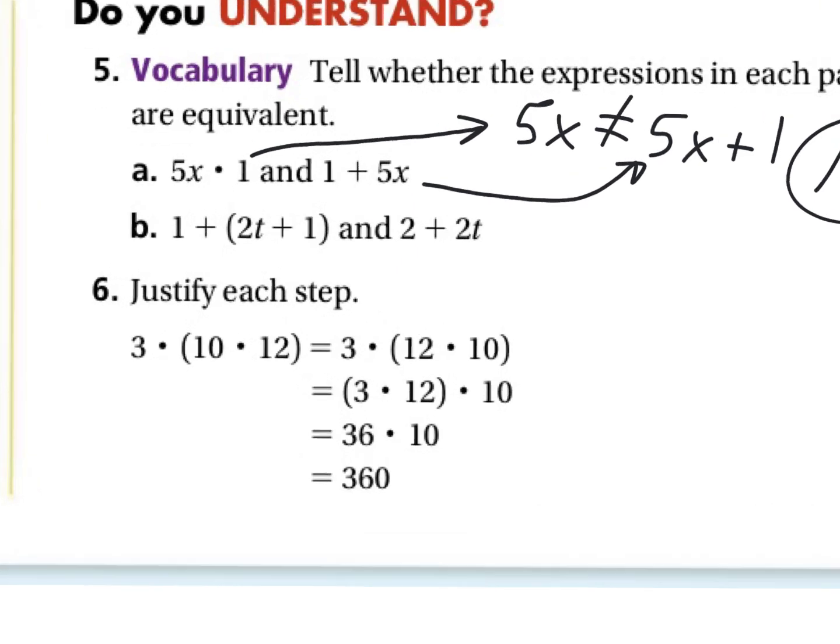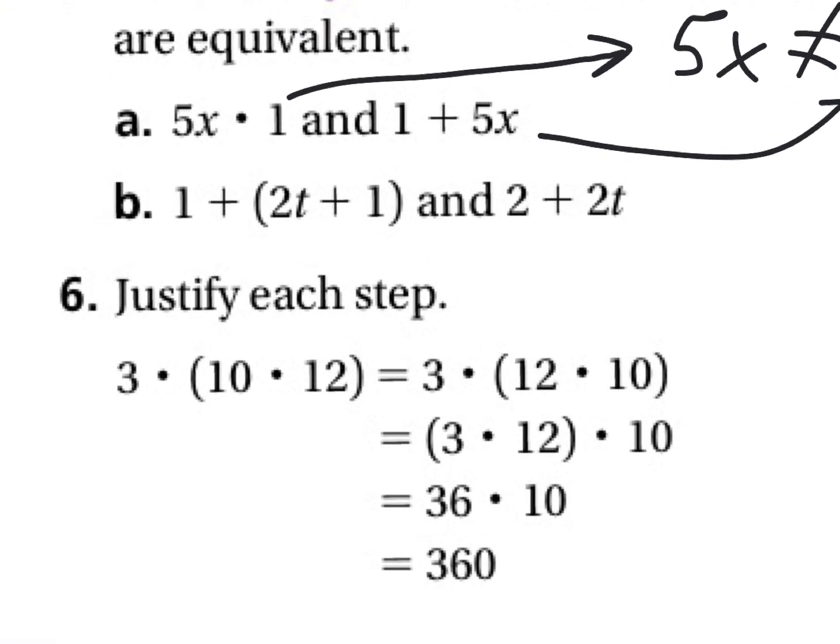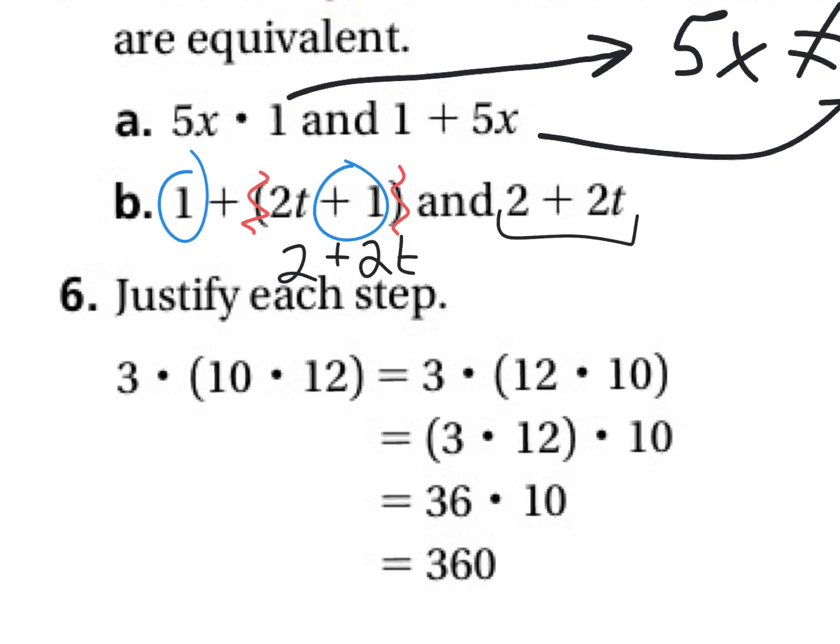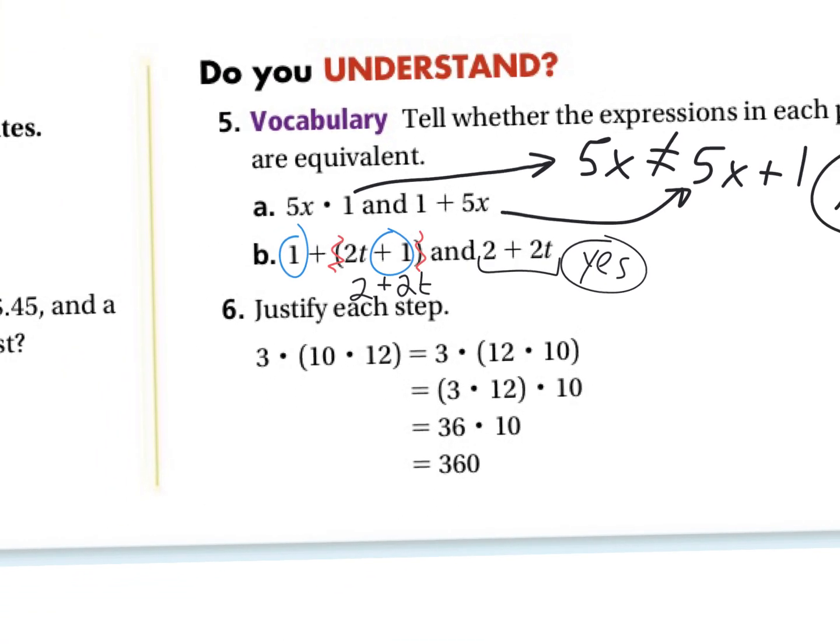parentheses we don't really need on this first one in part B, so we can look for some like terms. The ones we can add together, 1 plus 1 is 2, so 2 plus 2t, and the other side we have the same thing, and so we could say yes, those are going to be equivalent. So this gives you an idea of how to work with some properties of real numbers.